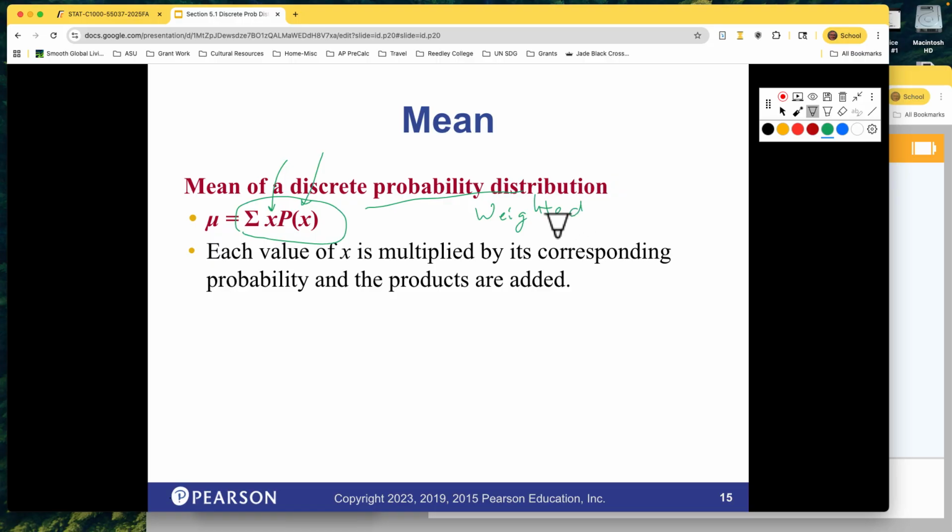Weighted mean. And is weighted I before E or E before I? I apologize if I've got it wrong, because I usually can't get it right. Even if I get it right, then I second guess myself and I get it wrong.